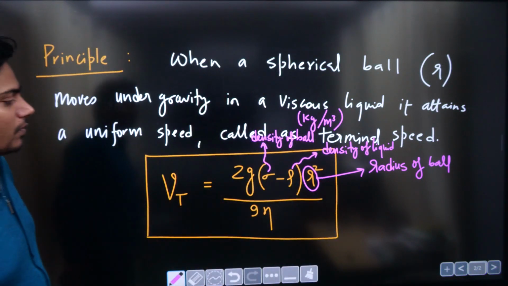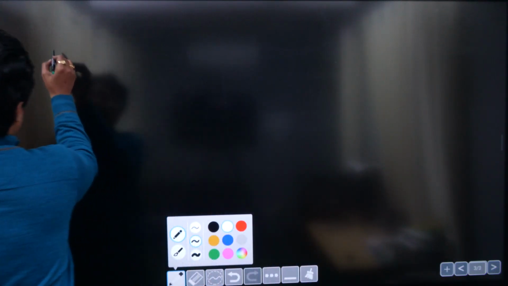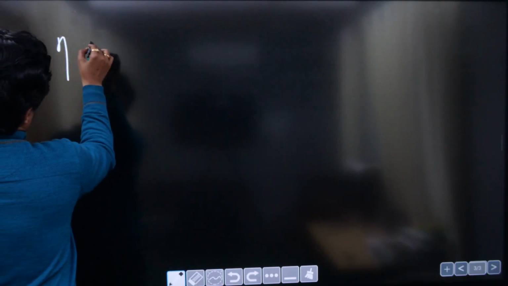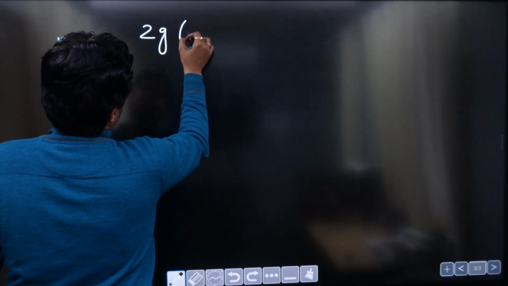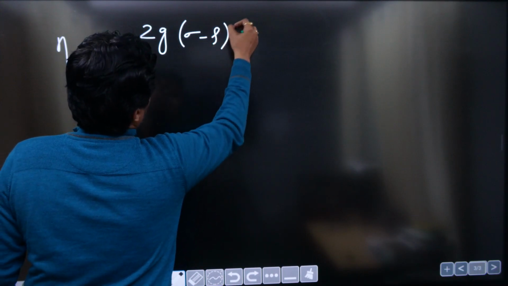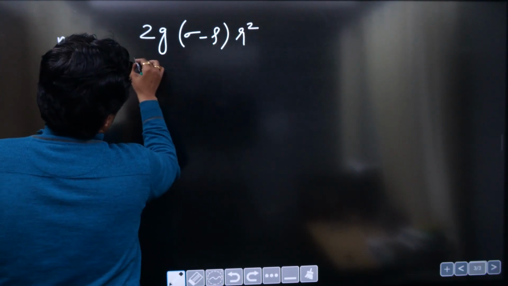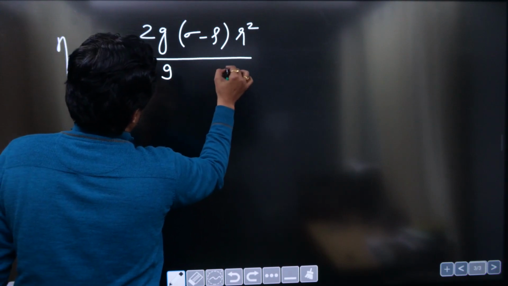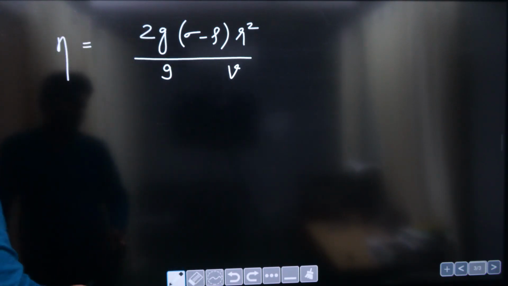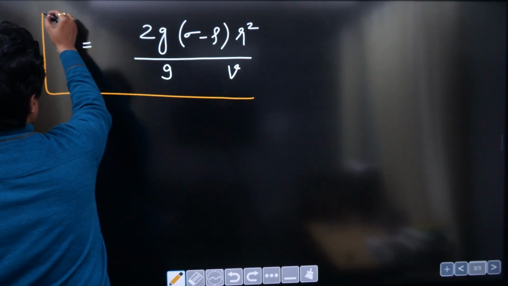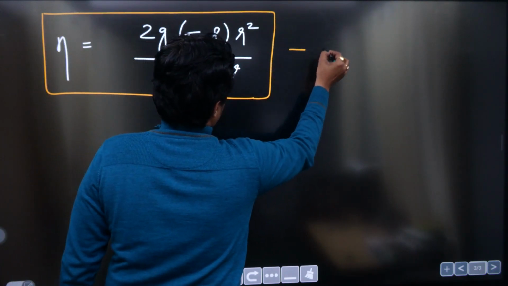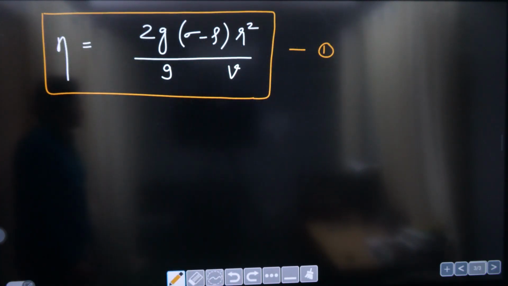So when you rearrange this formula, you get the expression for neta. Neta is equal to 2g(sigma minus rho) r square by 9v. All right. So this is the first thing you must remember as a formula.